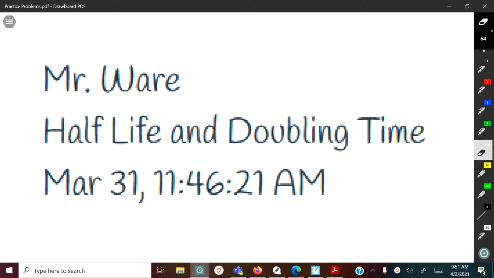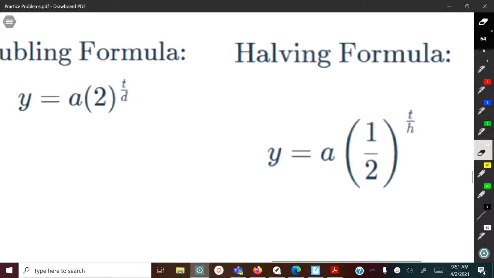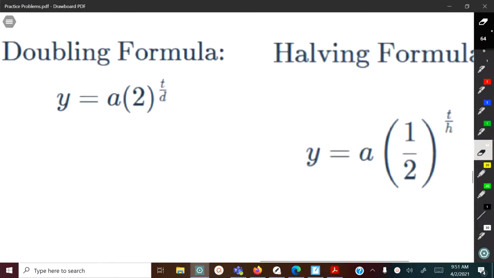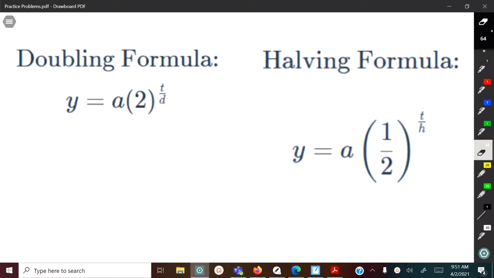Half-life and doubling time. So let me give you the formulas that you need in order to solve these problems. You got the doubling formula, which is y is equal to a times 2 raised to the t over d. And the halving formula, which is a times 1/2 raised to the t over h.